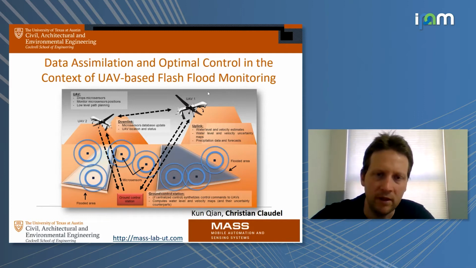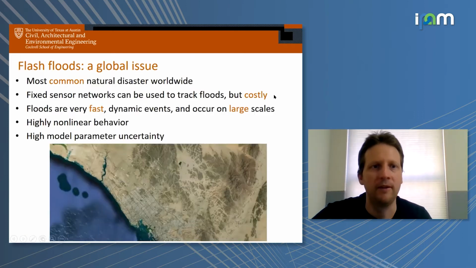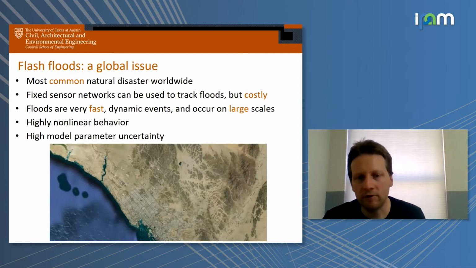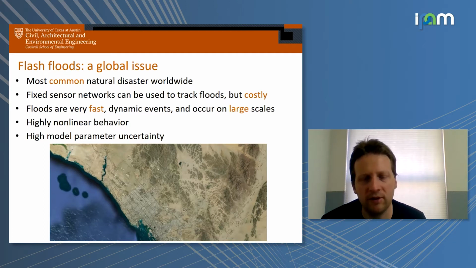So the main motivation comes from, I hope that all of you can see my screen, by the way. So here. The main motivation is flash flooding. Flash flooding is a major issue, similarly to traffic. It's one of the most common natural disasters worldwide. There are significant issues that are similar again to traffic, in the sense that we need to sense and we need to perform control.